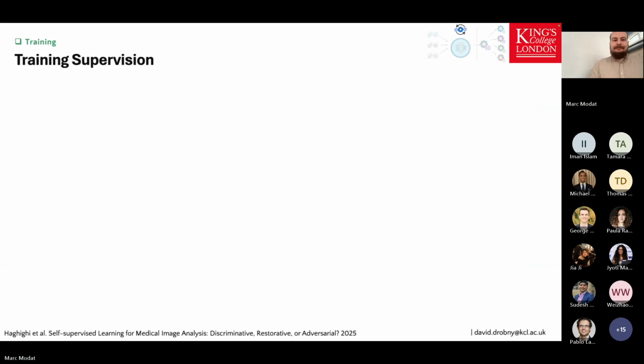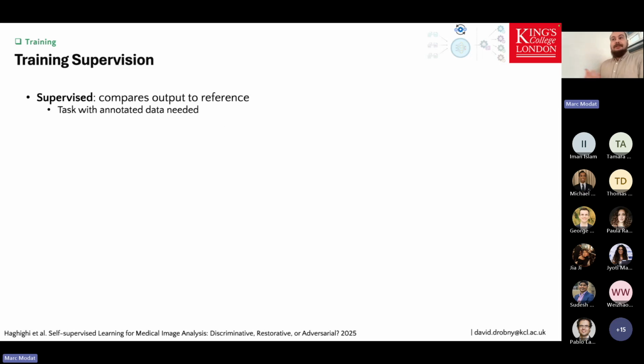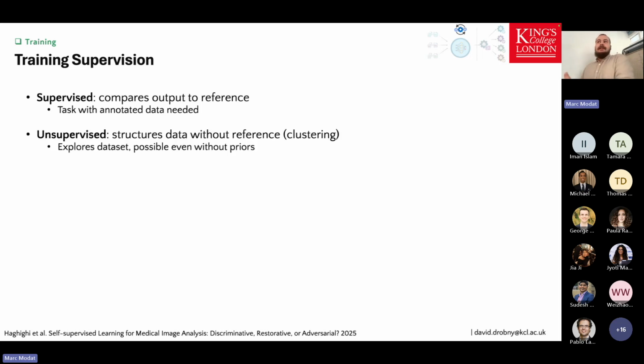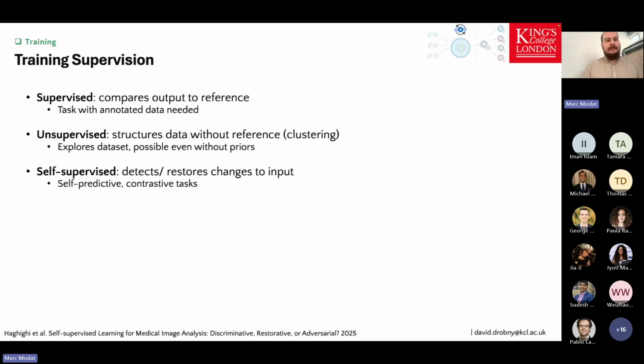Okay. Important aspects of training supervision. So very simple, supervised learning. We have all heard about this. So we have our data and we have some kind of reference that we use to evaluate if the model is performing well. So for this, we need annotated data. On the other hand, we can do unsupervised training where we do not have any references and we're just exploring the data set and trying to find structure in the data itself.